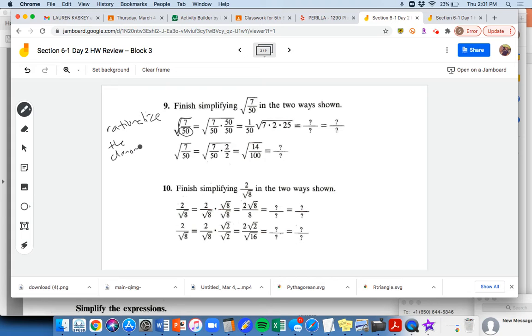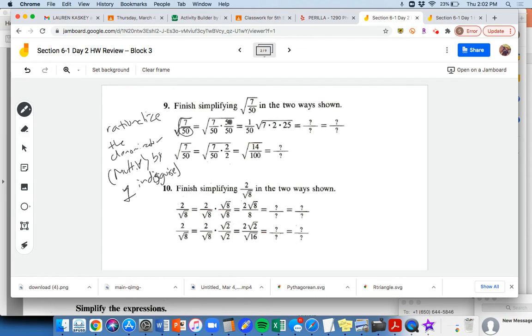So they're doing it two ways. This first way, it looks like they said, hey, I have a denominator of 50 down there. I can just multiply the square root of 7 over 50 by 1, but we want to multiply by 1 in disguise, as I call it. You can barely read my handwriting right there. I just wrote multiply by 1 in disguise.